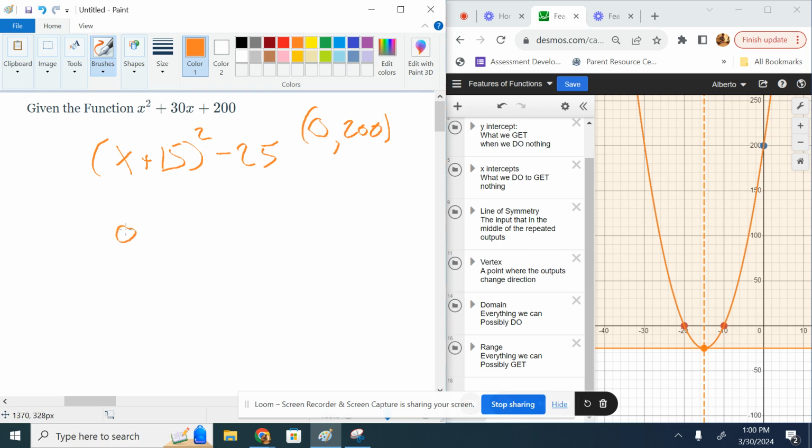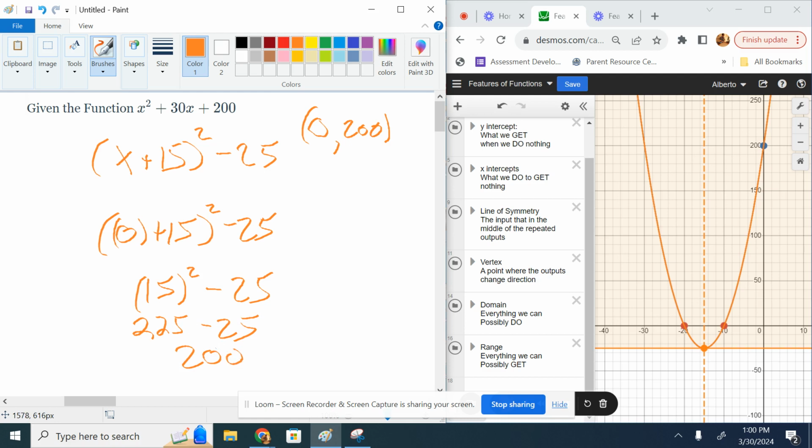So let's try that. 0 plus 15 squared minus 25. 0 plus 15 is just 15. So 15 squared minus 25. 15 squared is 225. And we can start seeing that indeed 225 minus 25 does give us 200. So that's the last part for checking our vertex form.